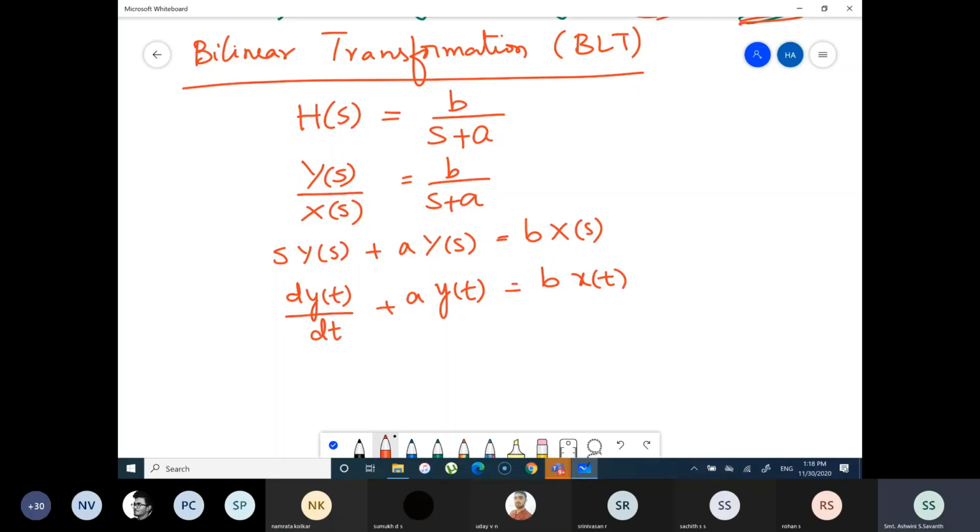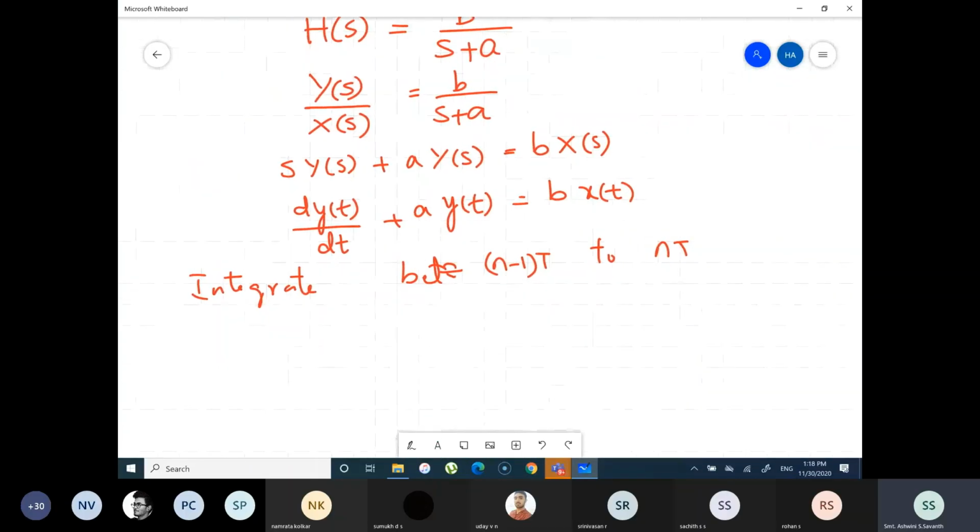Okay. Now what we are going to do is integrate this equation between the limits n minus 1 into t to nt. We are going to integrate the above equation between the limits n minus 1 into t to nt. So let me write that.